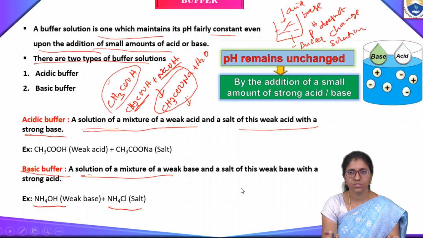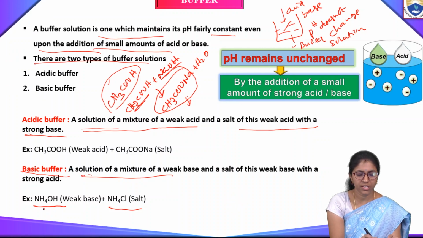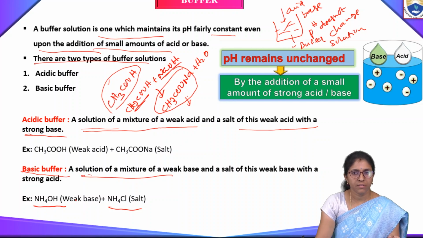Weak base with strong acid. So a basic buffer is a mixture of a weak base and a salt of this weak base with a strong acid.